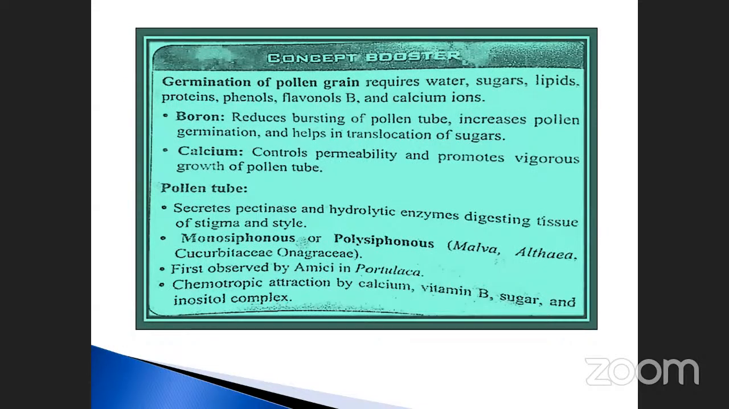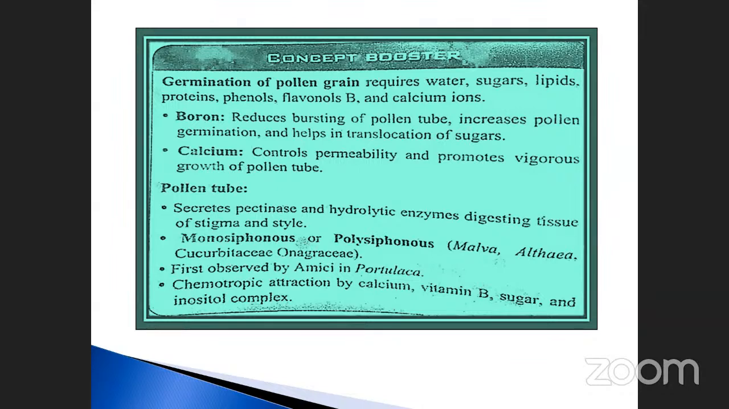Then some points are given here, the concept of boosters. In your book, it is germination of pollen grains. Germination of pollen grain means when it undergoes the germination process, it is a growth or developing stage. It requires water, which is very, very important, and sugar, lipids, protein, phenols, flavonols, boron, and also calcium ions. These are all essential for the germination of pollen grains. This is also asked, because these are all present in the stigma of the female reproductive organ.